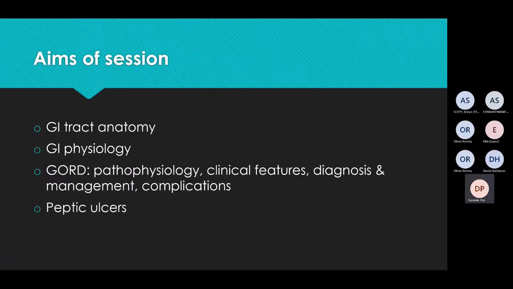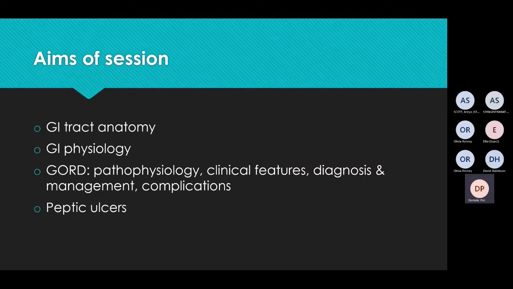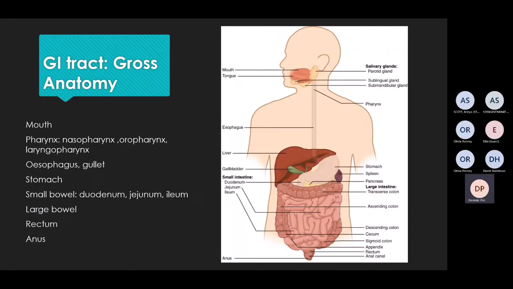So, aims of the session: we'll recap a little bit of GI tract anatomy and physiology, then we'll discuss GERD in a little bit of detail, and then move on to its management and complications, before touching very briefly on peptic ulcers. So, as I'm sure you know, the GI tract is a continuous tube that runs internally from the mouth to the anus, and it's about 8 to 9 meters in length.